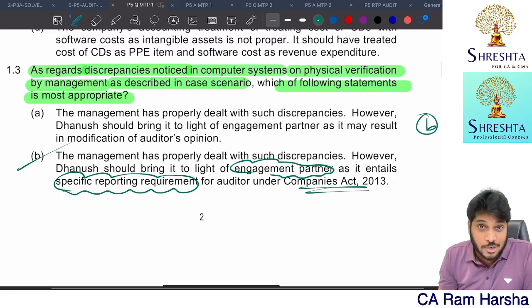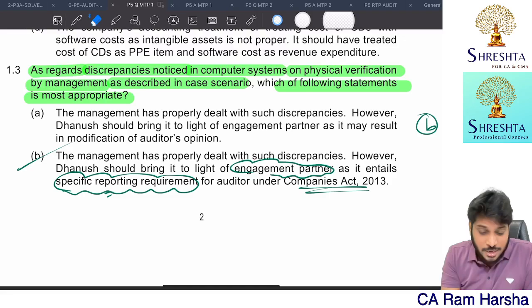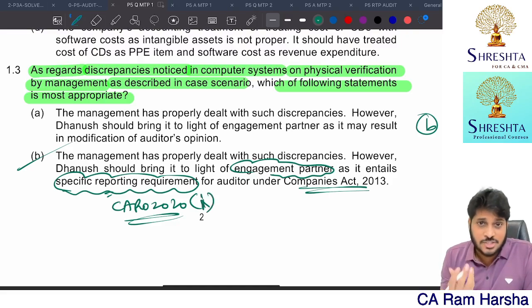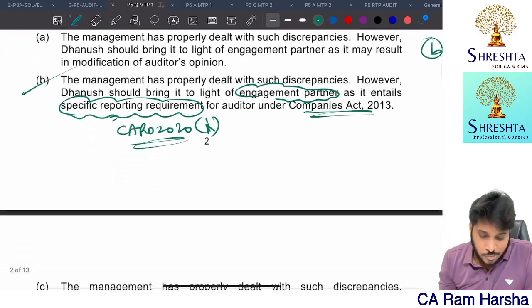requirement under Companies Act. You see, they did not use the word CARO because if at all they use CARO, you will immediately figure out. That's why they cleverly use the word specific reporting requirement under. What is the specific reporting requirement under Companies Act for fixed assets? Clause number 1. So B.